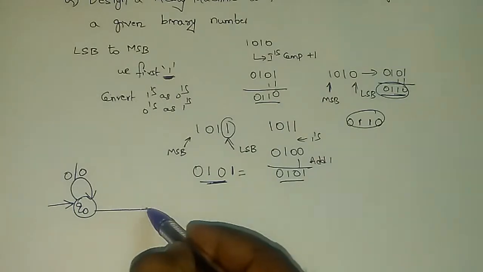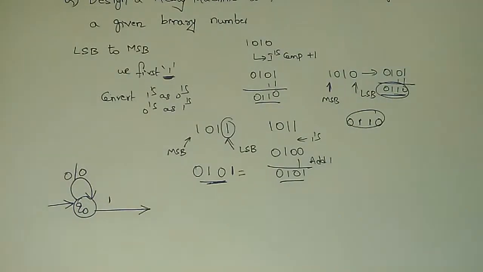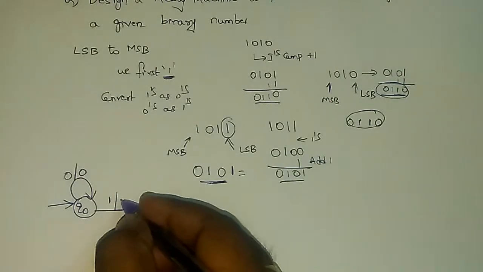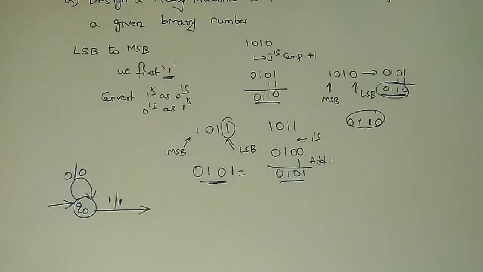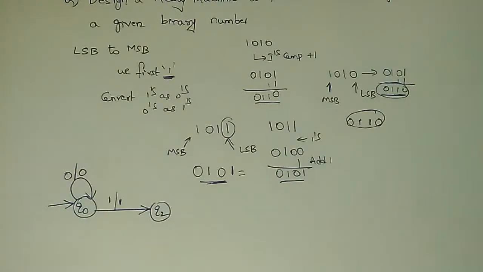Next, what if I got 1? So the first 1 is encountered. So my input is 1. The first 1 is encountered. So what we said, if we encounter the first one, keep that 1 as it is. So my output will also be 1. Why? Because we should not change that 1. Next, go to state Q2. The first 1 is encountered. We should keep that 1 as it is.